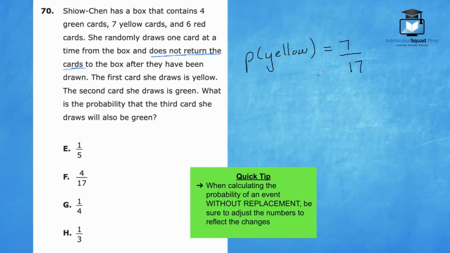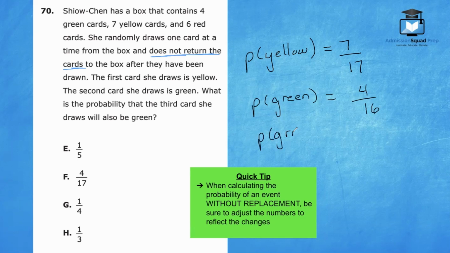If she got yellow on the first try, there are no longer 17 cards in the box. It's going to shift down to 16. The probability of drawing a green card on the second try would be 4 out of 16. Remember, since she took the yellow card out, the total is now adjusted. So the probability of green is 4 out of 16. Since one green card is taken out on the second draw, the probability of getting a green card again is going to be adjusted. Instead of 4 green cards, there are now 3 remaining, and instead of a total of 16 cards, there are now 15 remaining.